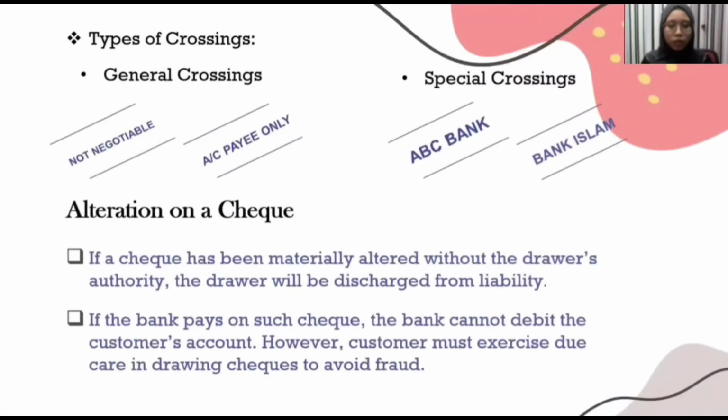Now, we will take a look at alteration on a check. If a check has been materially altered without the drawer's authority, the drawer will be discharged from liability. If the bank pays on such check, the bank cannot debit the customer's account. However, customer must exercise due care in drawing checks to avoid fraud.